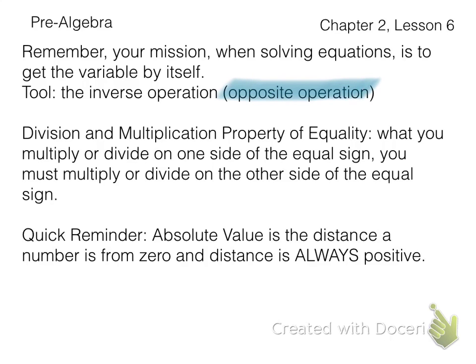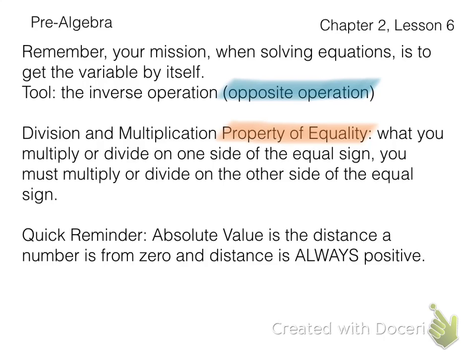So if something's being added to the variable, the opposite of that would be subtracting the number. If something is being multiplied by the variable, the opposite is to divide by that something, okay? And the other thing that we need to talk about is properties of equality. If I divide on one side, I have to divide on the other side. If I multiply on one side, I have to multiply on the other side. So there's 2 parts to this. I have to figure out what the opposite operation is, do it to one side, and then use the property of equality to do it on the other side.